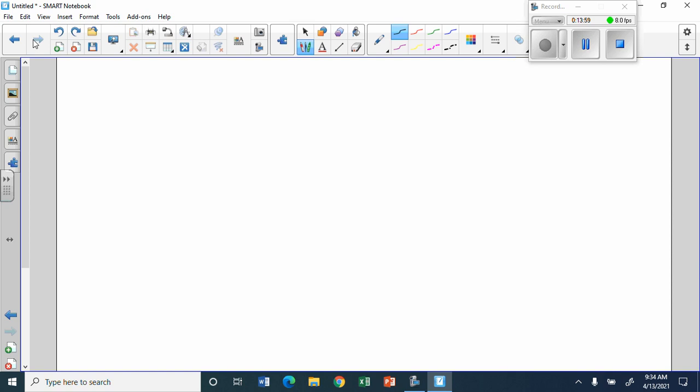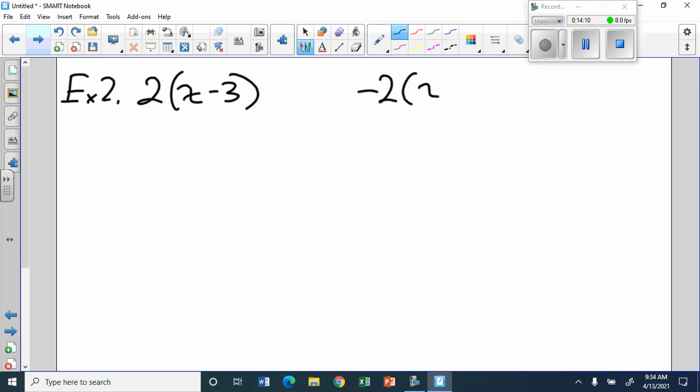This is example number 2 in the book. Example number 2 has 2 times (x minus 3) and negative 2 times (x plus 3). I can't add x minus 3, and I can't add x plus 3. Why? They are not like terms. Remember, like terms have the same variables. But what I can do is multiply.